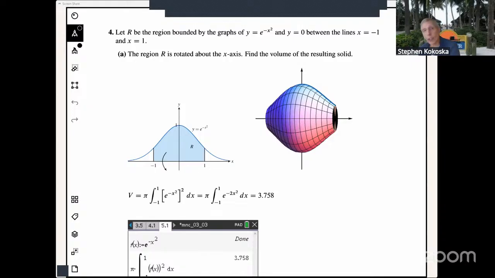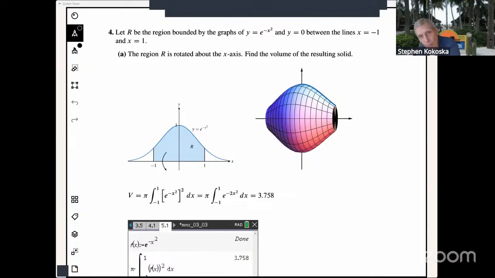All right, so let's switch just a little bit and let's take a look at a couple of volume questions. Let R be the region bounded by e to the minus x squared and y equals 0 between the lines -1 and +1. So there's my region R. If you can see that on your screen, it's shaded in sort of a light blue. And I want to take that region R and I want to revolve it about the x-axis and find the volume of the resulting solid.